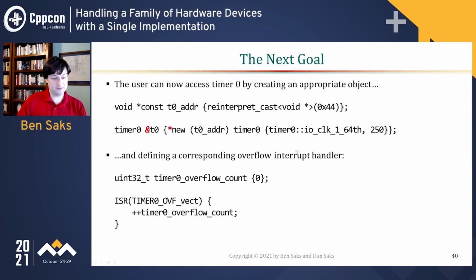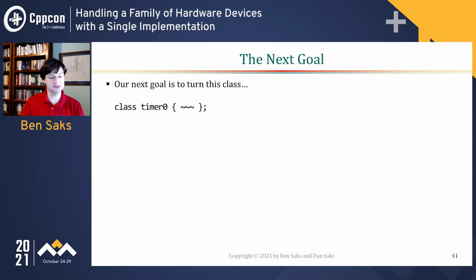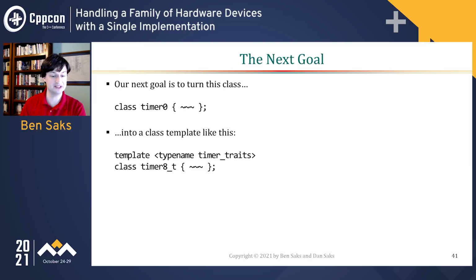And if they create this timer and define a corresponding interrupt handler, they're set up to use timer 0. But we want them to be able to use not just timer 0, but also other timers. And in this case, we're going to focus on adding support for timer 2, the other 8-bit timer. So we're going to turn our timer 0 class into this timer 8t class, or class template, I should say.